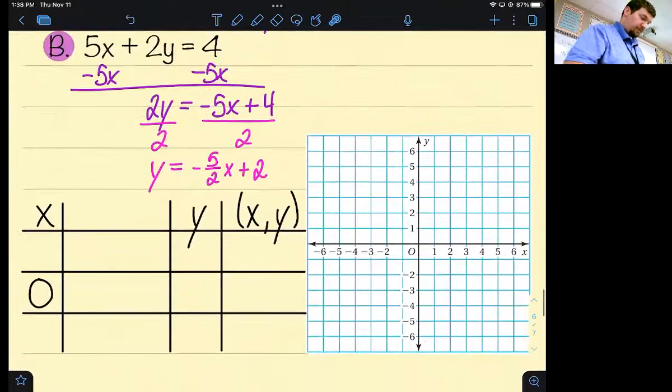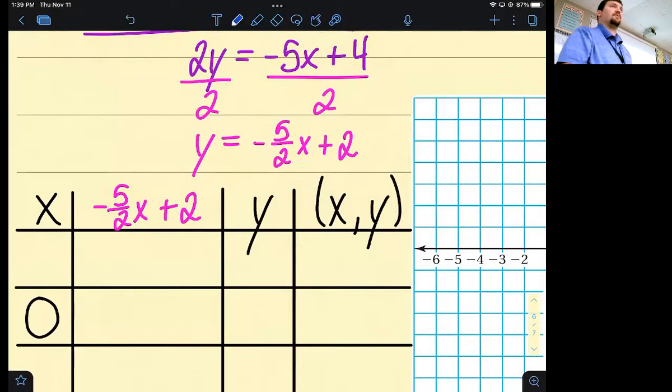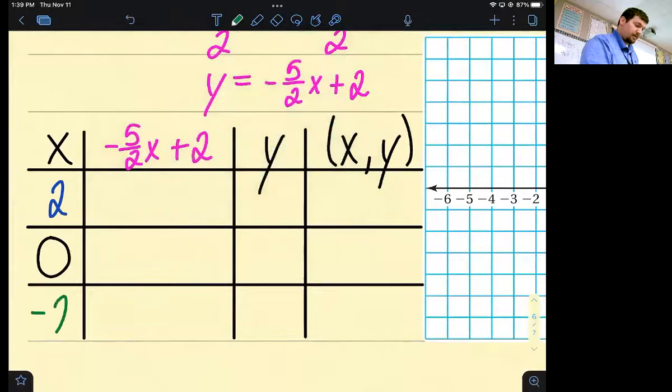Okay, let's finish this one. So the equation is -5/2 x plus 2. 0 is an obvious one I want to plug in. What else is easy to times by a fraction with a denominator of 2? Xander? What would make the denominator cancel out? 2. Yeah, 2, exactly. If I do a positive 2 and if I do a negative 2. So let's do the positive 2.